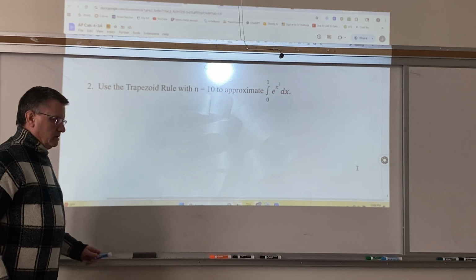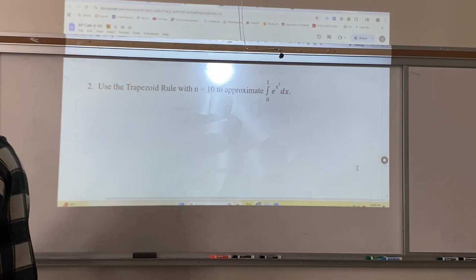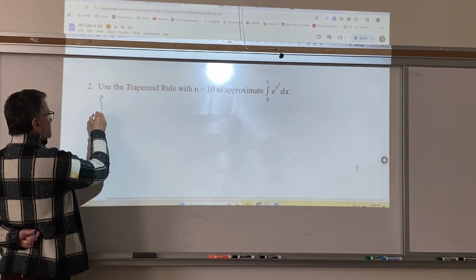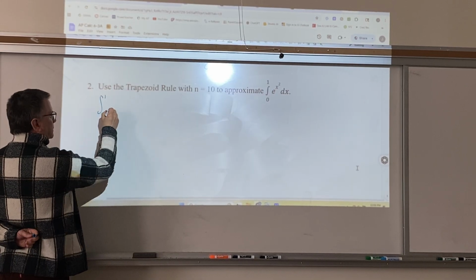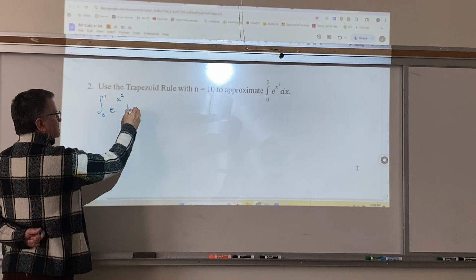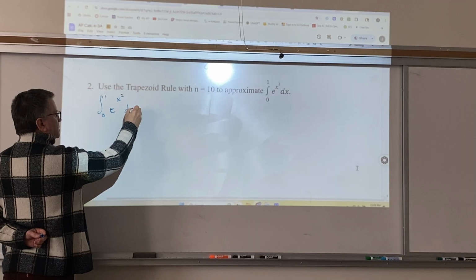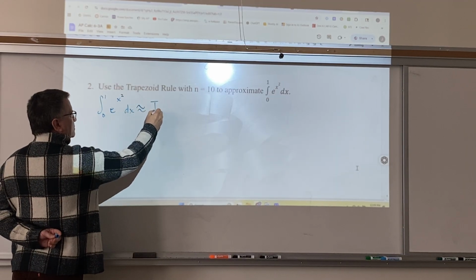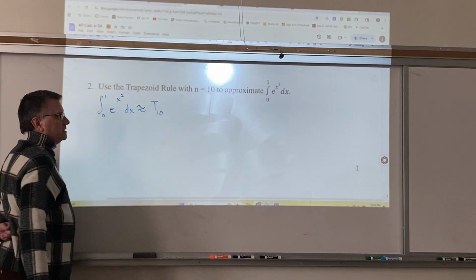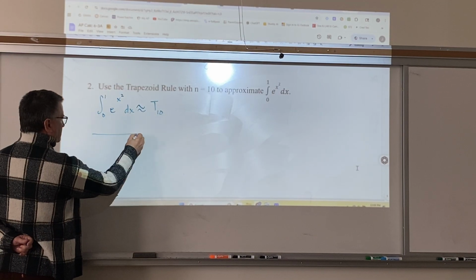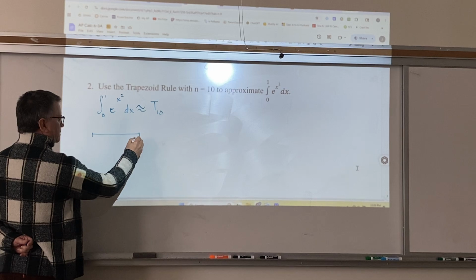Because we're going to use our calculators, let's see, we're going to estimate this from 0 to 1, e to the x squared dx. We're going to estimate that using the trapezoid rule with 10 trapezoids. Yikes. Okay, so we're going from 0 to 10, or 0 to 1, sorry.